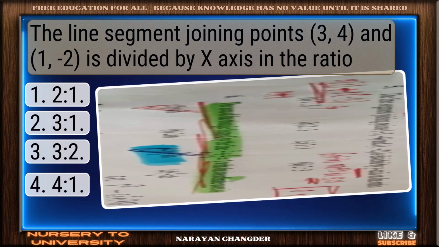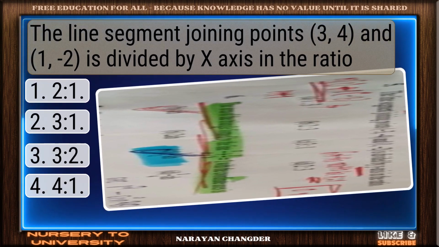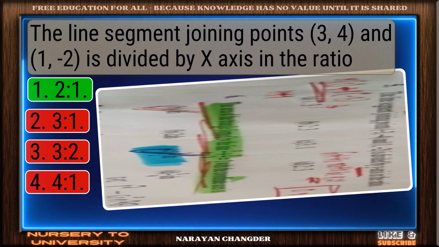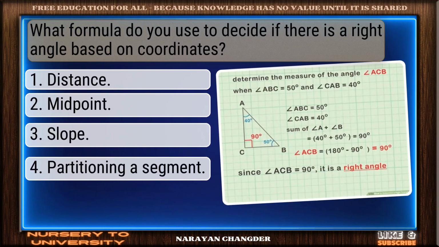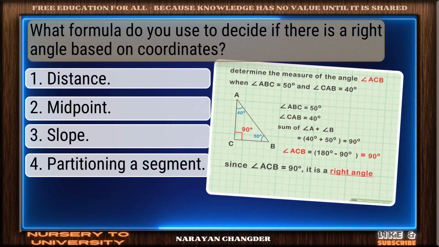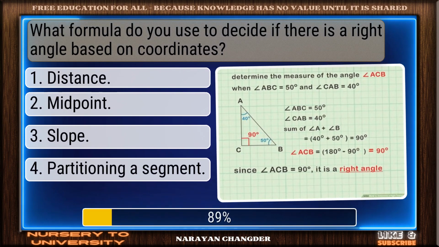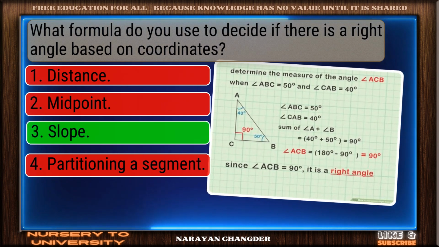Question number 63. The line segment joining points and is divided by x-axis in the ratio. Excellent. 2 and 1 is a brilliant choice. Question number 64. What formula do you use to decide if there is a right angle based on coordinates? Nicely done. Slope is a solid answer.